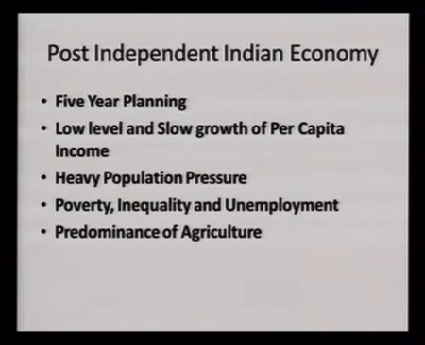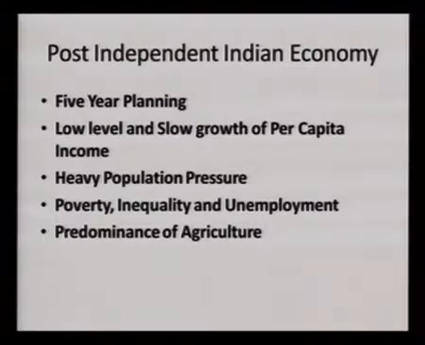So post independence, we are trying to work through planning. We are trying to control our population. We are trying to grow our per capita income and national income also, because that is how we grow. And what is our per capita income in comparison to America or some European countries? Our per capita income is 50 times less, one fiftieth. That is what I want to tell. So we must grow. So that is also a challenge.